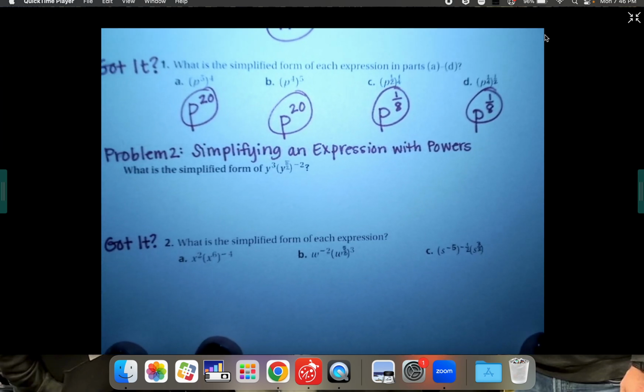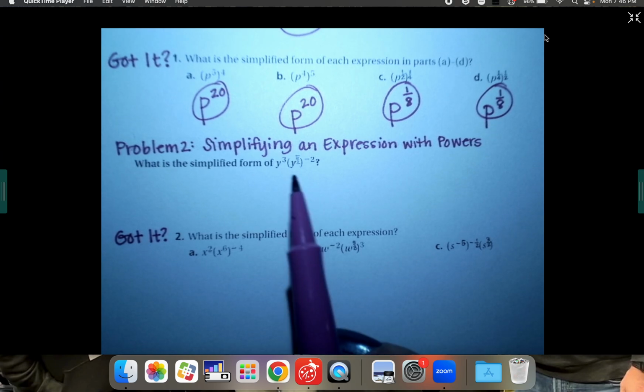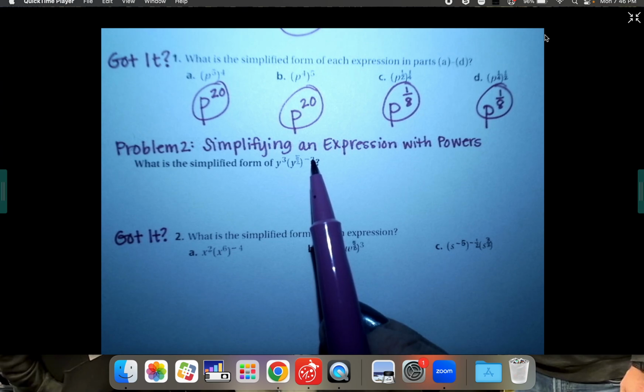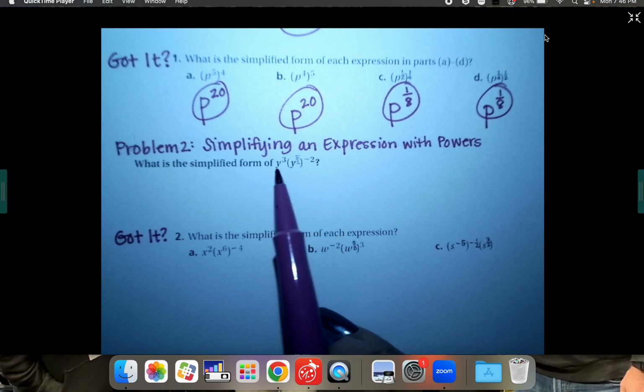Okay, our next section is simplifying an expression with powers. So this time we do have a power raised to another power, but then we've also got just this other exponent out front. So let's not worry about that one for now.